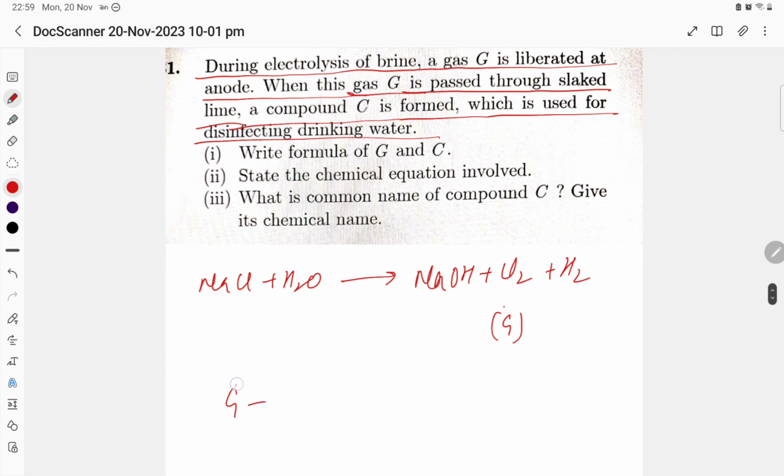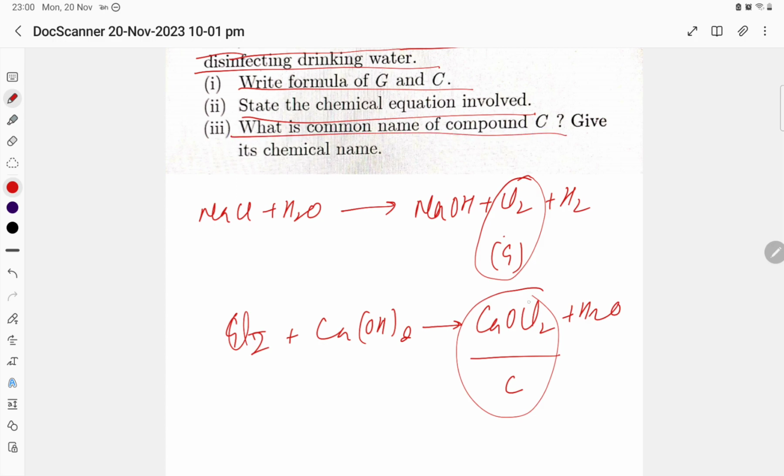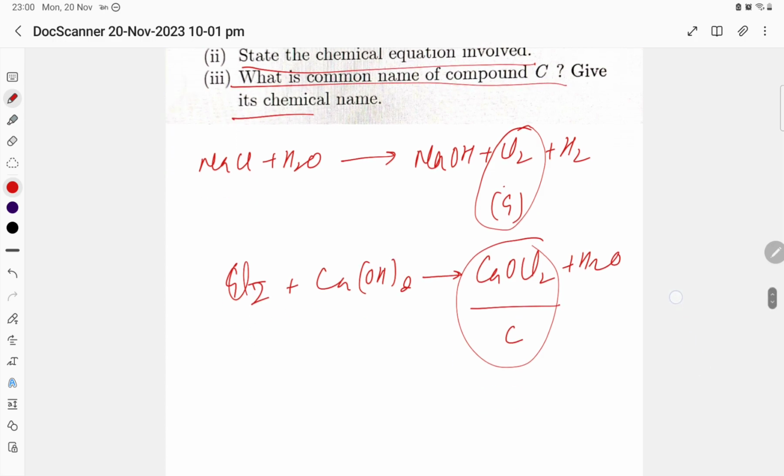G, you are passing Cl2 through slaked lime. This is the slaked lime, so it will give CaOCl2 plus H2O. So this is the C. Write the formula of G and C. G is Cl2. State the chemical equation. What is the common name? Bleaching powder. Give the chemical name.